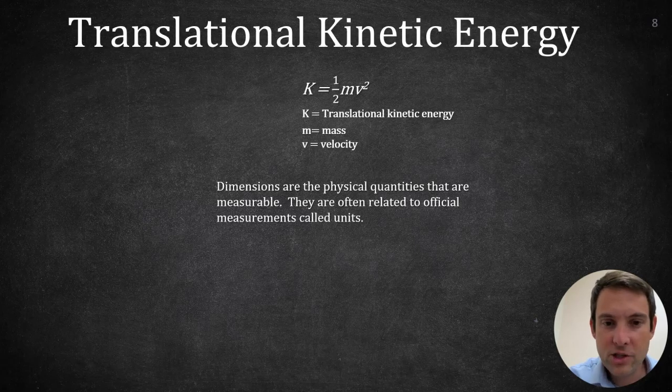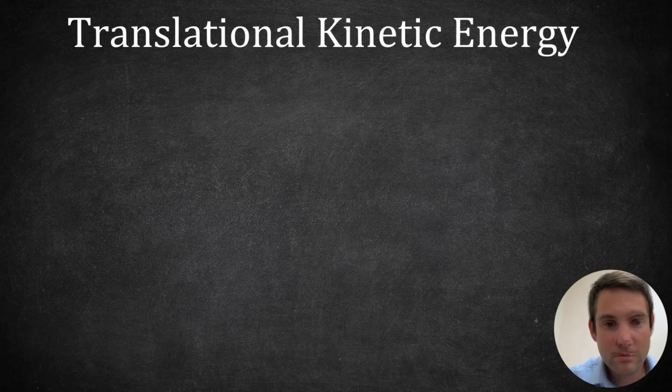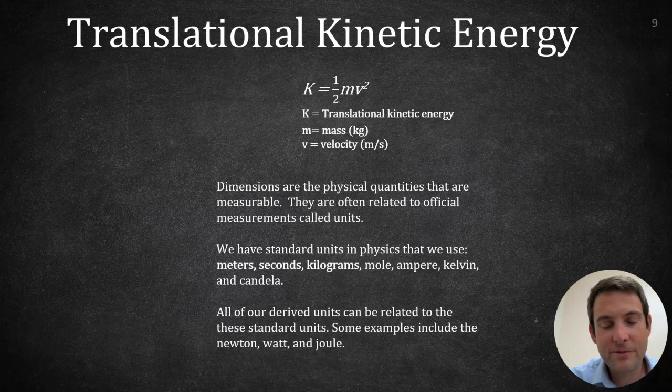A dimension is the physical quantity that is measurable, related to official measurements called units. We have standard units in physics that we use, meters, seconds, and kilograms. Those are the ones that we use in physics, but there are some others like the mole, ampere, Kelvin, and candela. We also have derived units, and derived units can be related to these standard units. Some examples include the Newton, watt, and joule.